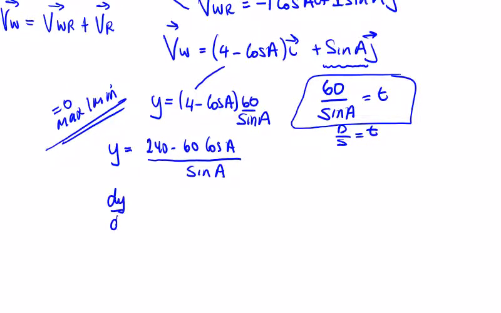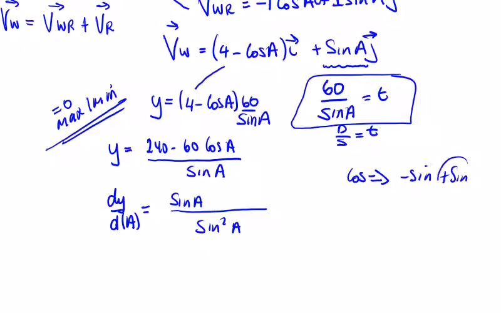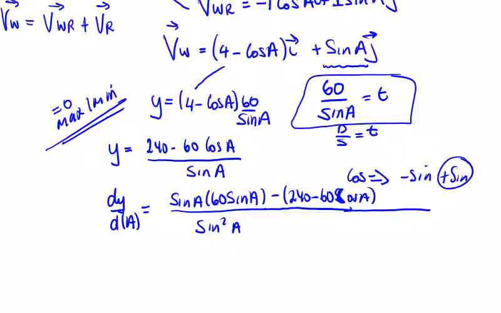So dy/d alpha is equal to, on the bottom, squared. On top we have the bottom by the top differentiated. Now cos goes to, I'll do an arrow, minus sine, so minus cos goes to plus sine. So we're going to have 60 sine alpha, cos alpha going to sine alpha, so 60 sine alpha, that's the bottom by the top differentiated, and then it's minus the top, 240 minus 60 cos alpha by the bottom differentiated, and sine alpha goes to cos alpha.